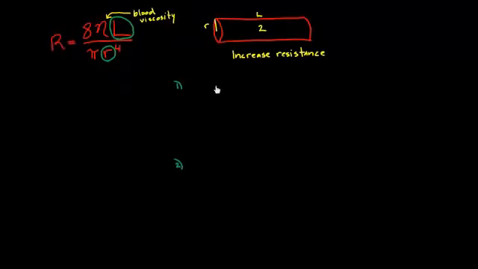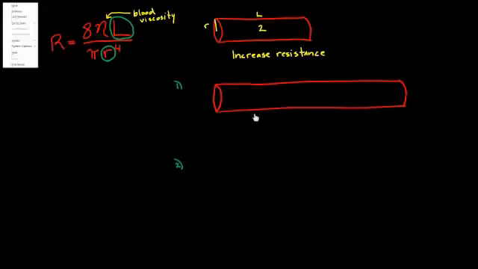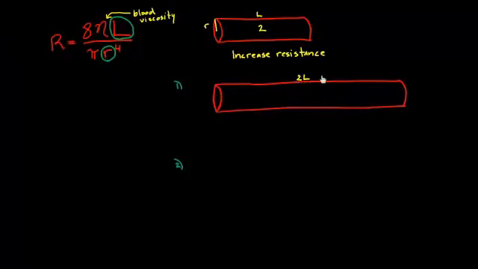So one thing would be to keep the radius basically the same, but make it much longer, right? Because if I make it longer, then since the L is now, let's say, twice as long, and the r is the same, now my resistance is going to double. So now we go 2 times, and 2 times 2 is 4, so my resistance is 4.